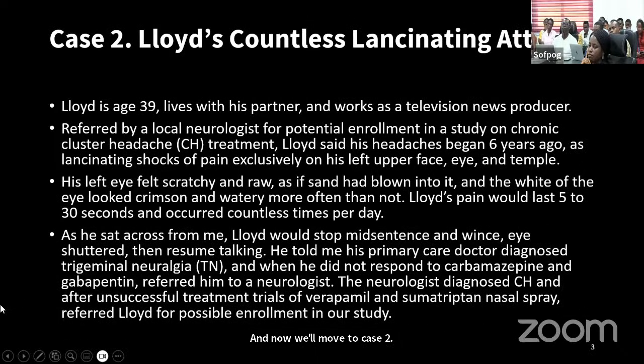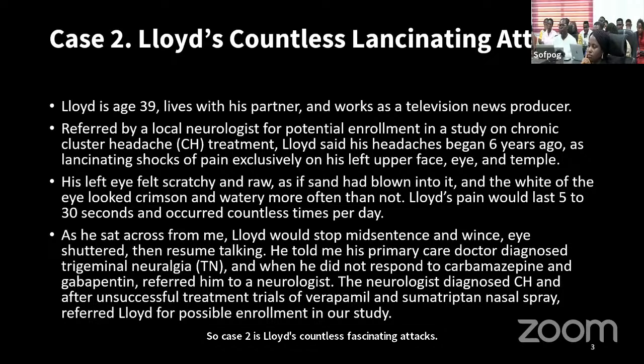So case 2 is Lloyd's countless lancinating attacks. Lloyd is age 39, lives with his partner, and works as a television news producer. Referred by a local neurologist for potential enrollment in a study on chronic cluster headaches treatment.